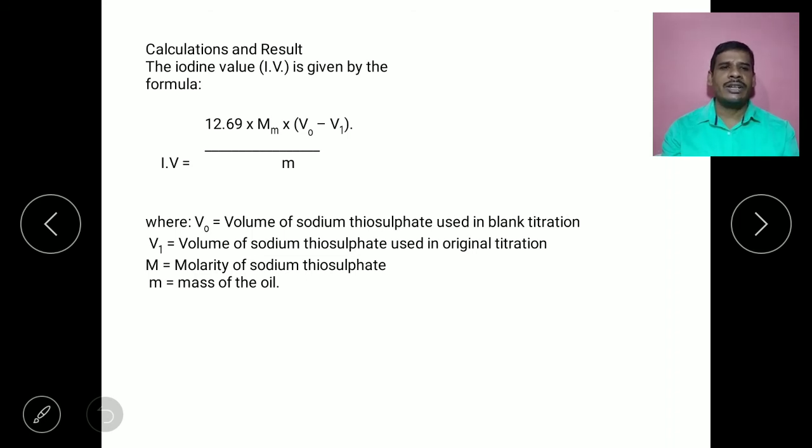In this way we have discussed the saponification value as well as the iodine value of oils. If you have any problems regarding the saponification value or the iodine value, ask me on my WhatsApp group or by email.